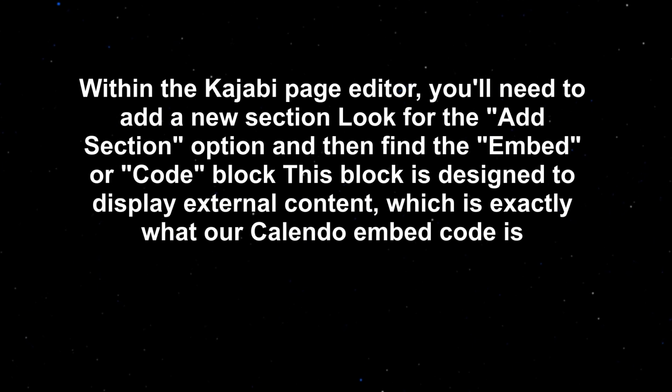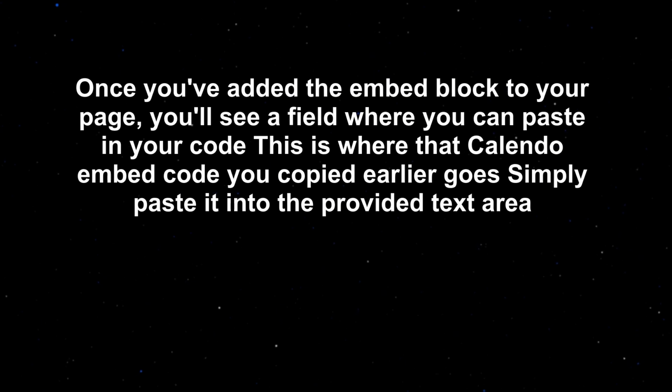This block is designed to display external content, which is exactly what our Calen.do embed code is. Once you've added the embed block to your page, you'll see a field where you can paste in your code. This is where that Calen.do embed code you copied earlier goes. Simply paste it into the provided text area.